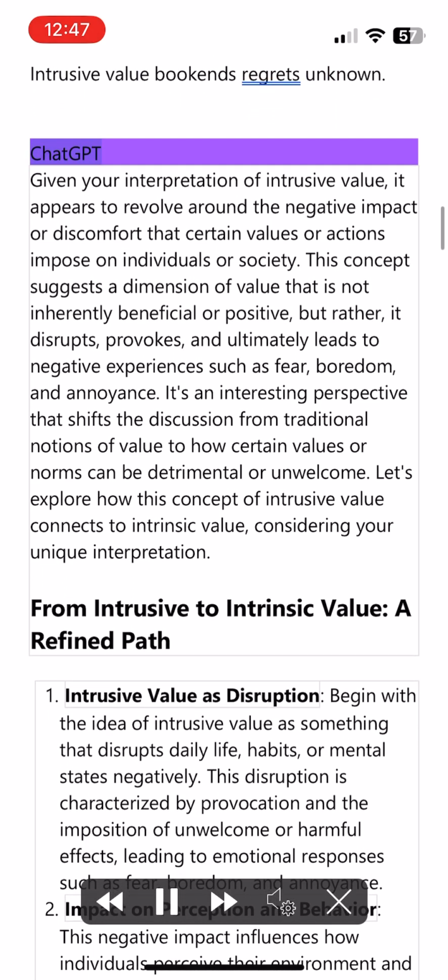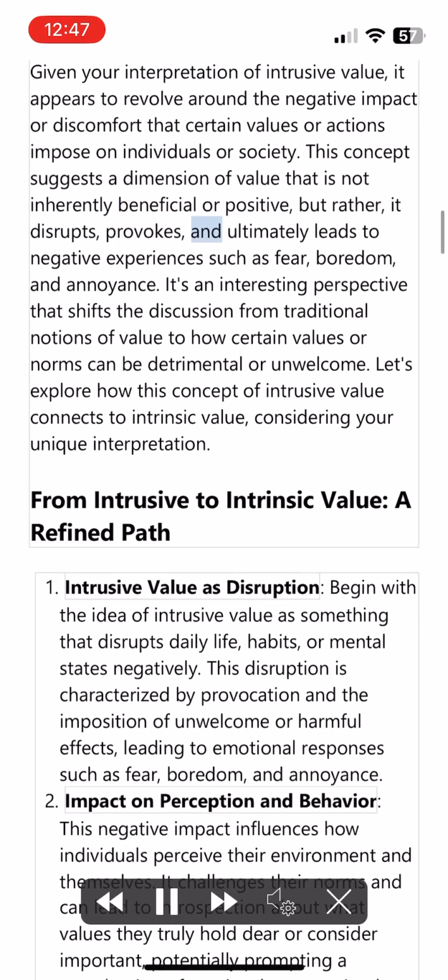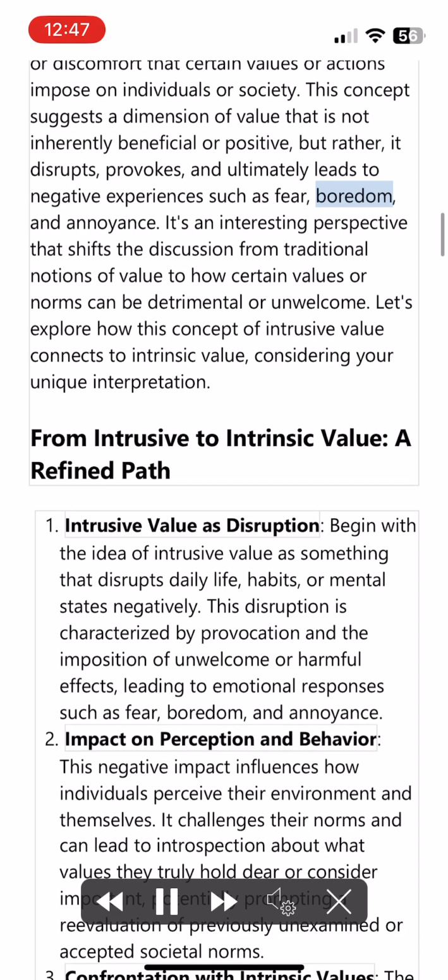ChatGPT: Given your interpretation of intrusive value, it appears to revolve around the negative impact or discomfort that certain values or actions impose on individuals or society. This concept suggests a dimension of value that is not inherently beneficial or positive, but rather it disrupts, provokes, and ultimately leads to negative experiences such as fear, boredom, and annoyance.